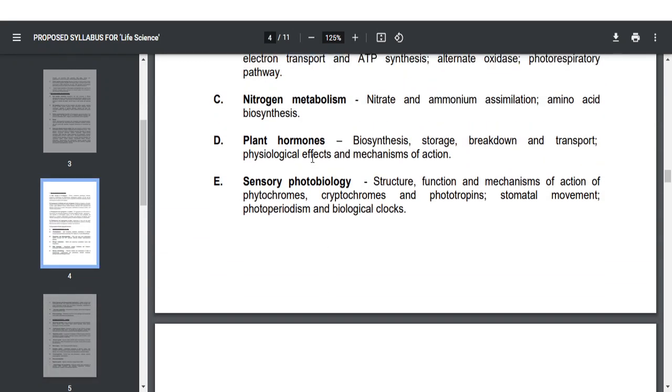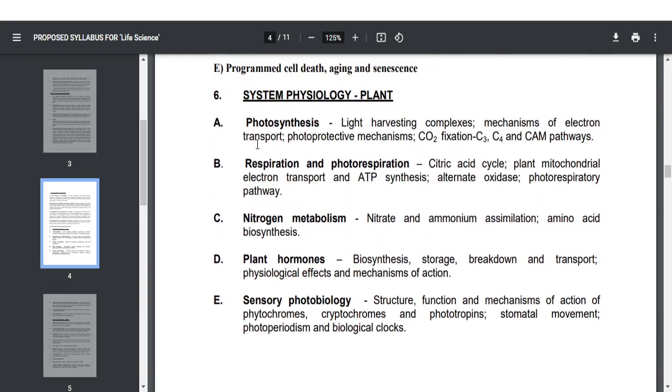Again EC, plant hormone is very important, and nitrogen metabolism is very important, because these 4 important subunits under unit number 6 are EC. So it will boost your confidence. Regarding photosynthesis, respiration and so on, it is a little bit confusing. So just clear the basics. Go to any website, learn what is meant by photosynthesis, then target the textbook. That's how I study.